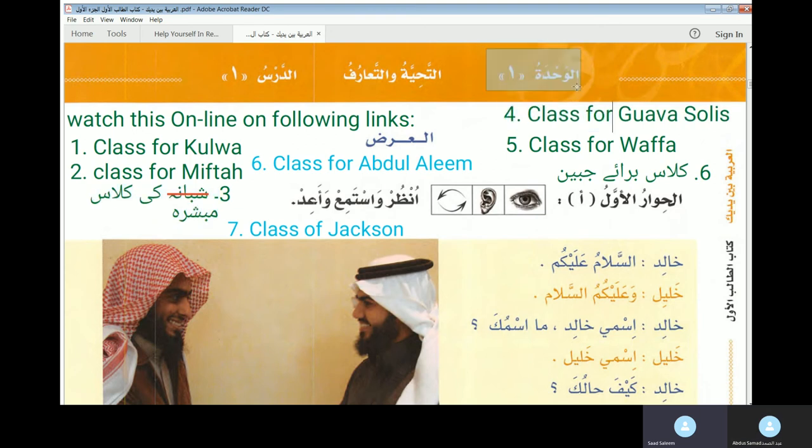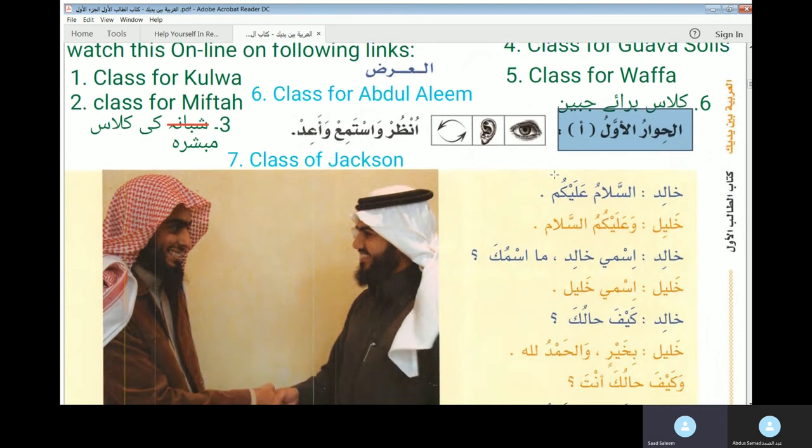Al-wahdatul ula. This is written al-wahdatul ula. First unit, then at-tahiyyatu wat-ta'aruf. Okay, meaning greetings and introduction. Ad-darsul awwal, this is called awwal. Ad-darsul awwal, first lesson.